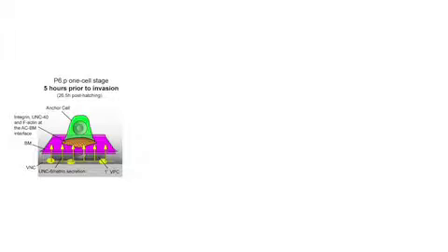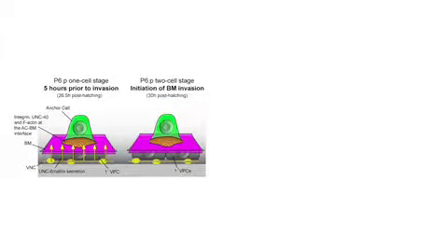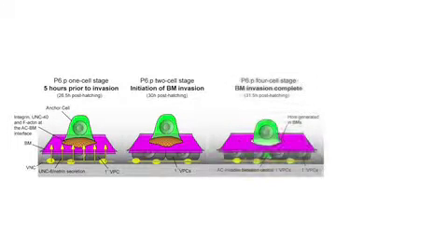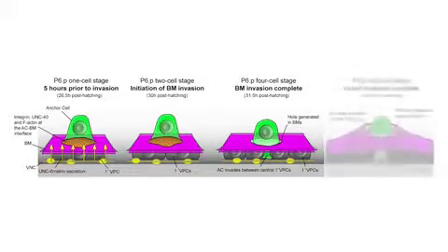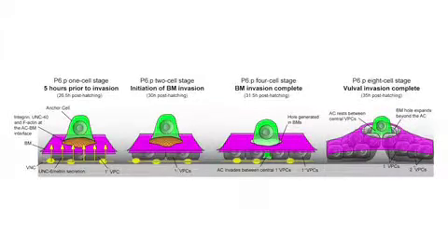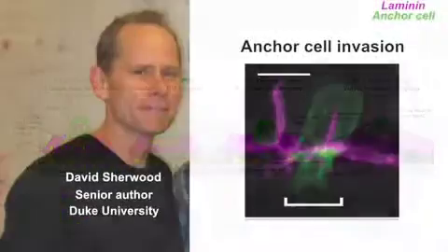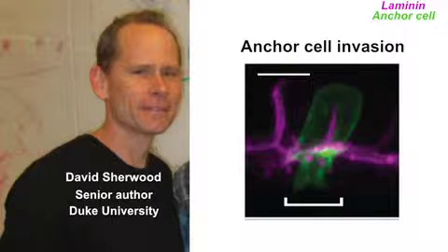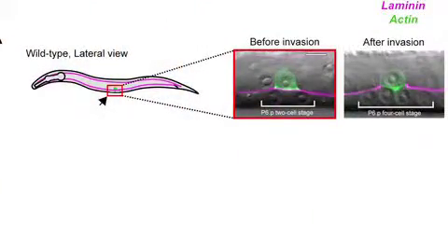David Sherwood from Duke University, however, studies cell invasion in C. elegans, where, during hermaphrodite development, a single uterine cell called the anchor cell breaks through basement membrane and attaches to the underlying vulval epithelium. Anchor cell invasion is a highly stereotyped invasion event. It happens over a very precise 90-minute window in the L3 larval stage of C. elegans. Furthermore, we can easily visualize it.